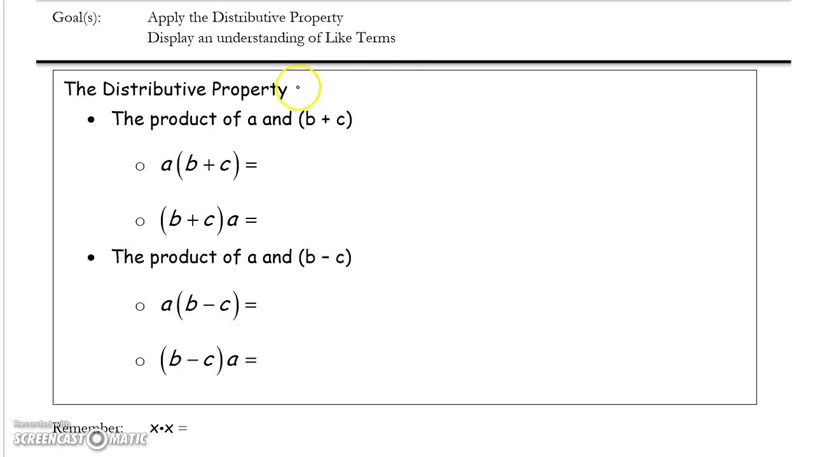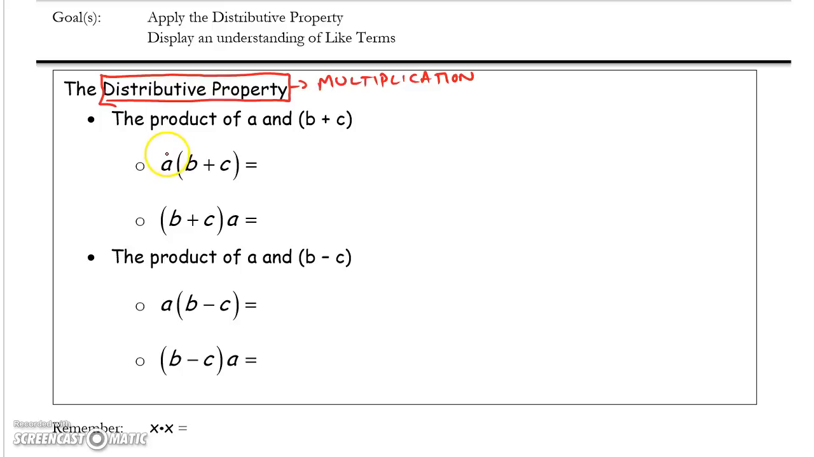The main thing I want you to think of is when you see, hear, or think about the distributive property, we are always talking about multiplication. That's a really important idea. It says that if I want to know the product of A and the sum of two other terms, B plus C, it can be written in two ways: A, open the parentheses, B plus C, close my parentheses, or I can have the parentheses first with A second.